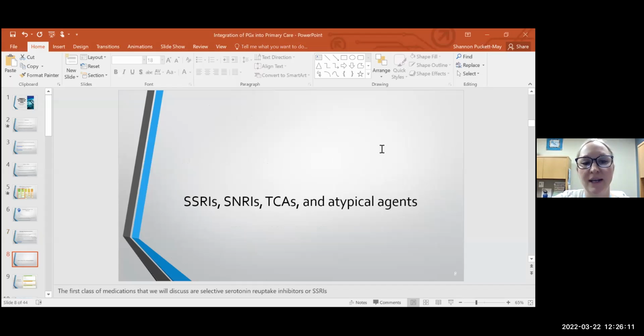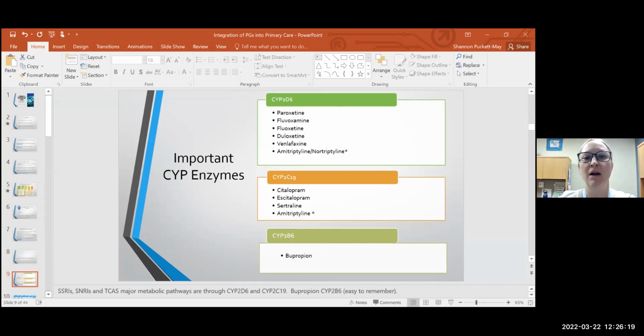Okay, so we're going to get into the SSRIs, SNRIs, tricyclics in regards to the data for pharmacogenetics. Again, like I said, the important enzymes and the various medications metabolized with guidelines associated are listed here. Major SSRIs that actually have guidelines: paroxetine, fluoxetine, S-citalopram, citalopram, and sertraline are in the guidelines, as well as amitriptyline and nortriptyline for the tricyclics. Bupropion doesn't have a guideline associated, but it's just really easy to remember. It's the only major one metabolized by CYP2B6.